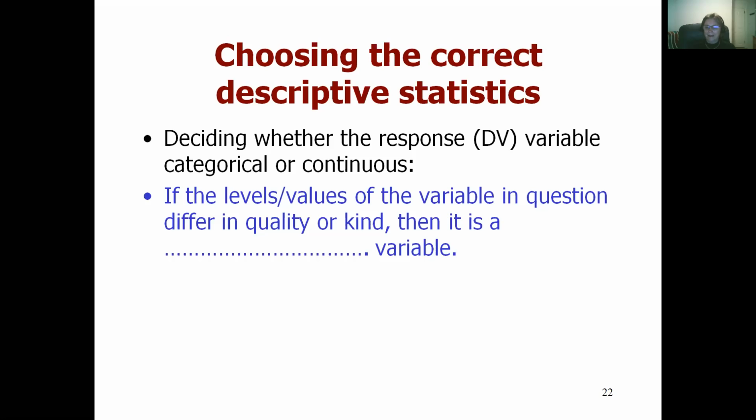Now remember, Thomas, the dependent variable only applies to experiments, to causal claims. So my question is, whether it is a response or dependent variable, what kind is it if it differs in quality? Vanessa, you have an idea? Take the word quality and think about it.